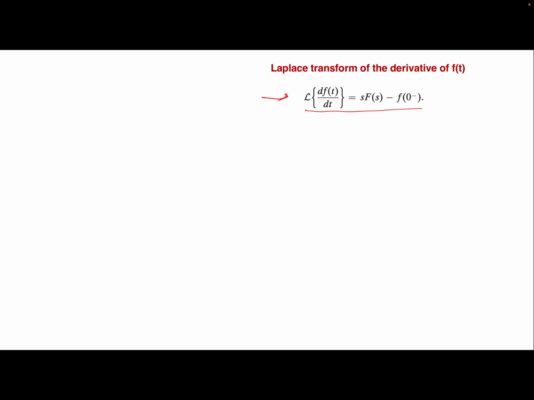Now let's get started and look at this. This is what we just derived: the derivative of f of t is s F of s minus f of 0 negative. Another important thing to consider is that this entire derivative operation just becomes some sort of algebraic operation in the frequency domain. That's one of the powers of the Laplace transform, that your integrals and differentiation operators come out to be simple algebraic equations in the frequency domain.